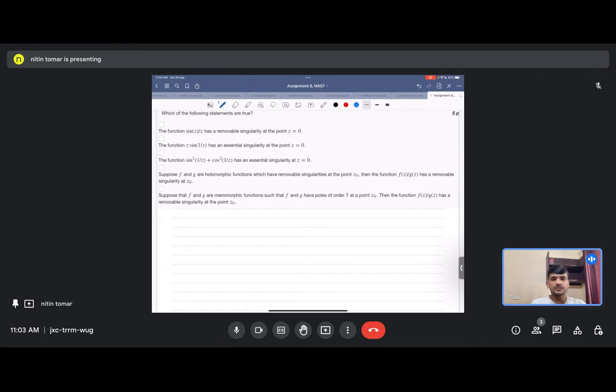Today, we are going to discuss some problems from complex analysis. These problems will cover various topics such as singularities, meromorphic functions, poles, etc. To start with, we have the following question. First of all, the question is: the function sin z by z has a removable singularity at the point z equal to 0.